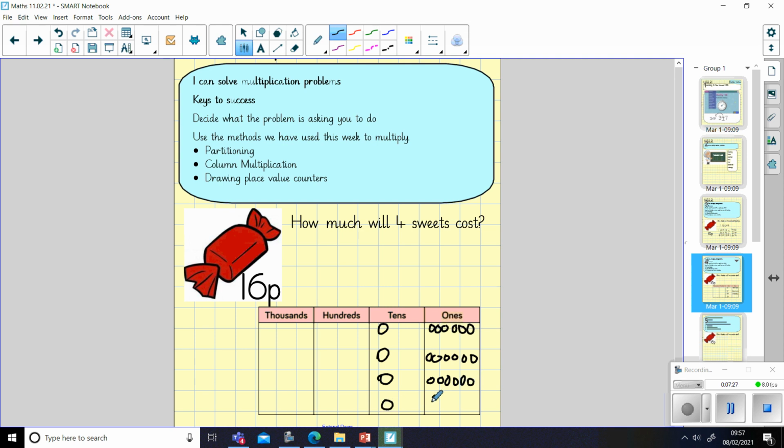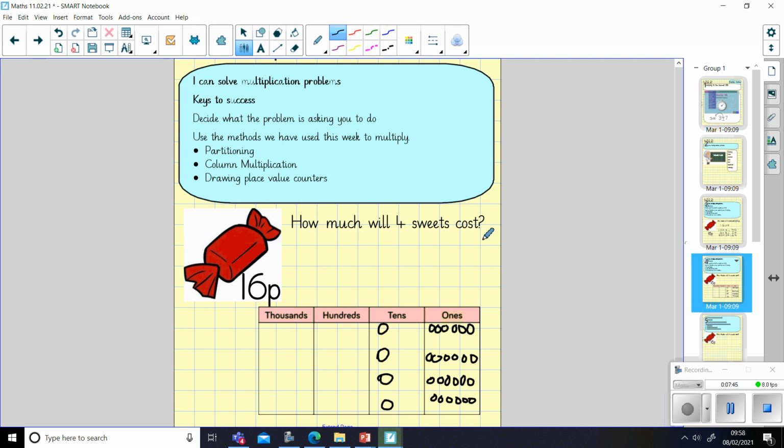And it's about making a judgment. If you were fine at column multiplication yesterday, then use column multiplication, because that's our aim at the end of year 4, to be able to use column multiplication. If you still need to use counters, that's fine.